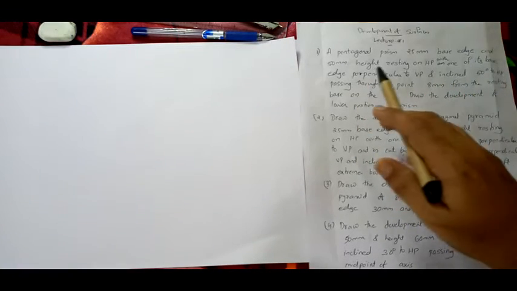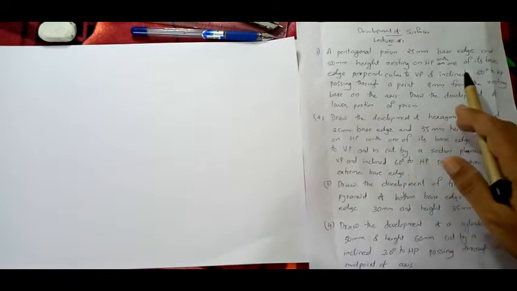How to draw? We will see how to draw a prism. See here they have given a pentagonal prism, 25 mm base edge and 50 mm height, resting on HP with one of its base edge perpendicular to VP. First I am going to draw the prism.